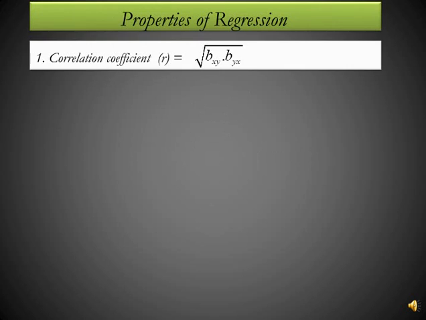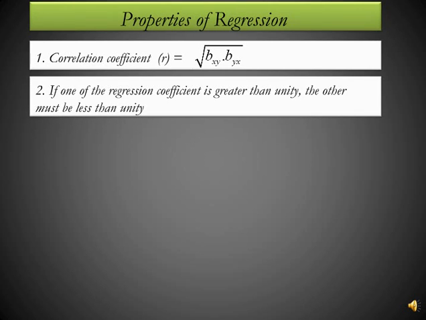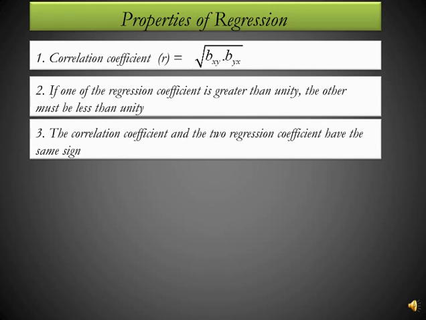Now we learn some properties of regression. The correlation coefficient, that is R, is equal to the square root of bxy multiplied by byx. You have to learn this formula by heart. Another property is that if one of the regression coefficients is greater than unity, the other must be less than unity. Third, the correlation coefficient and the two regression coefficients have the same sign.